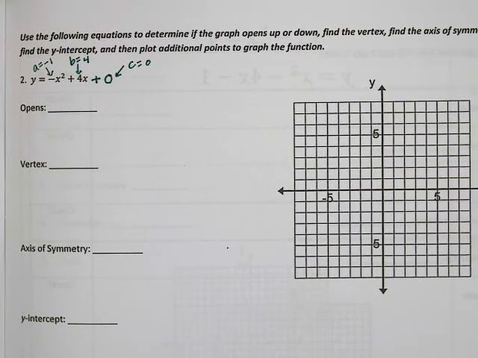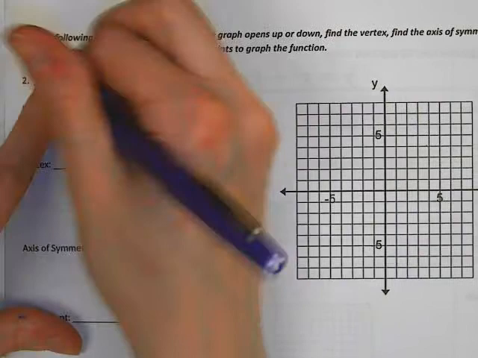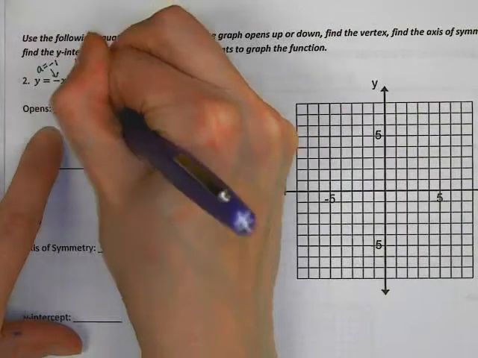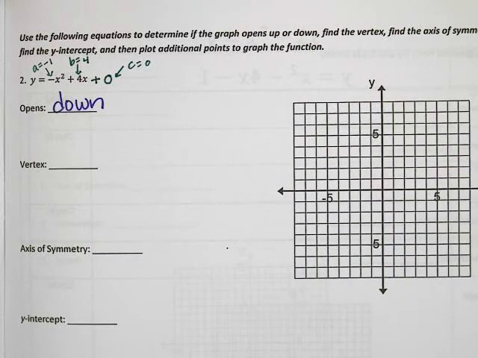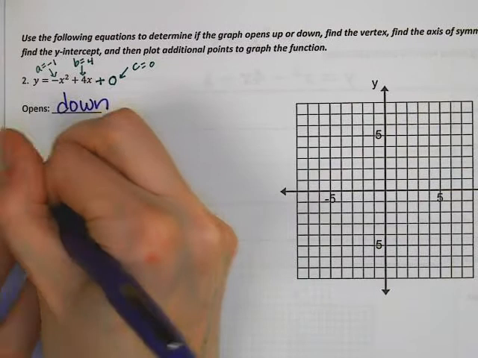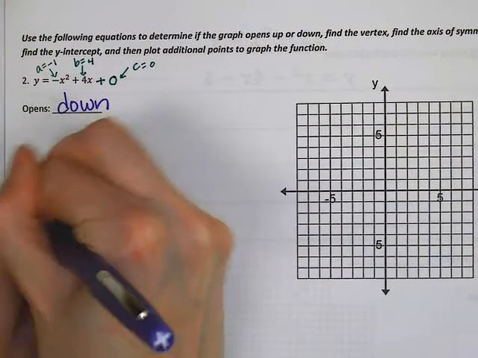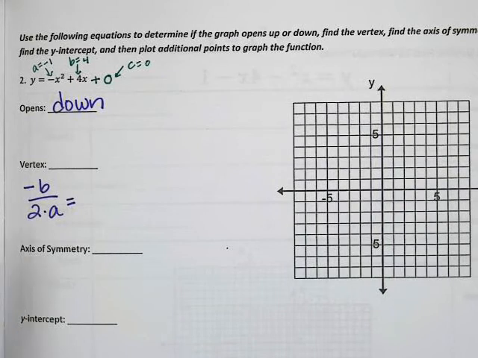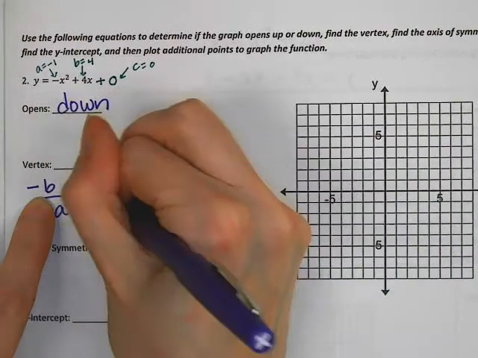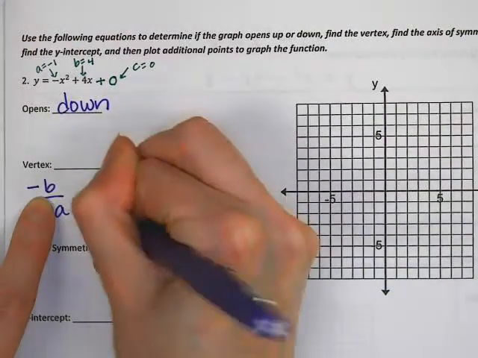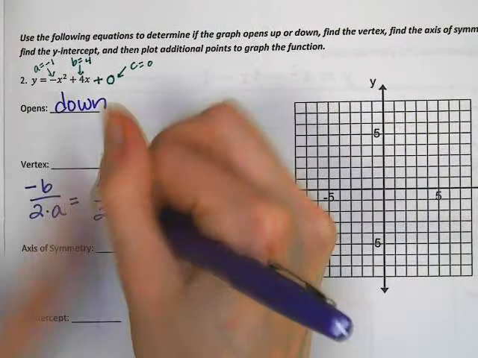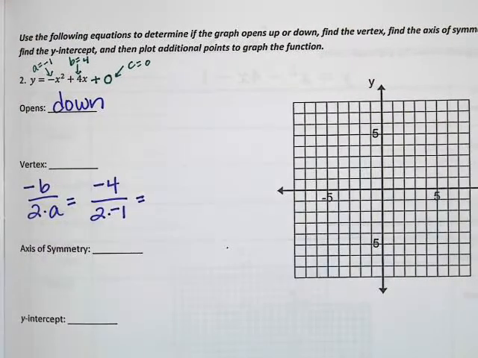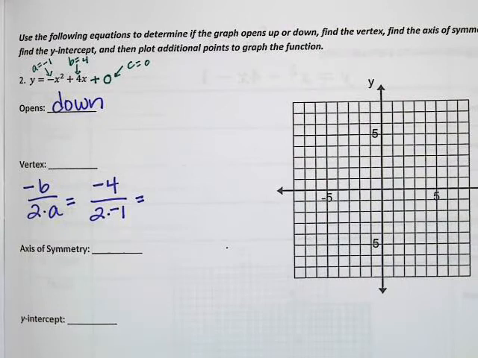Okay, now this one's going to open down because A is negative. Vertex, -b over 2 times A. All right, let's do it. So -4 over 2 times A is -1. Okay, so what is that? What's -4 divided by -2? Isn't that just 2 again?